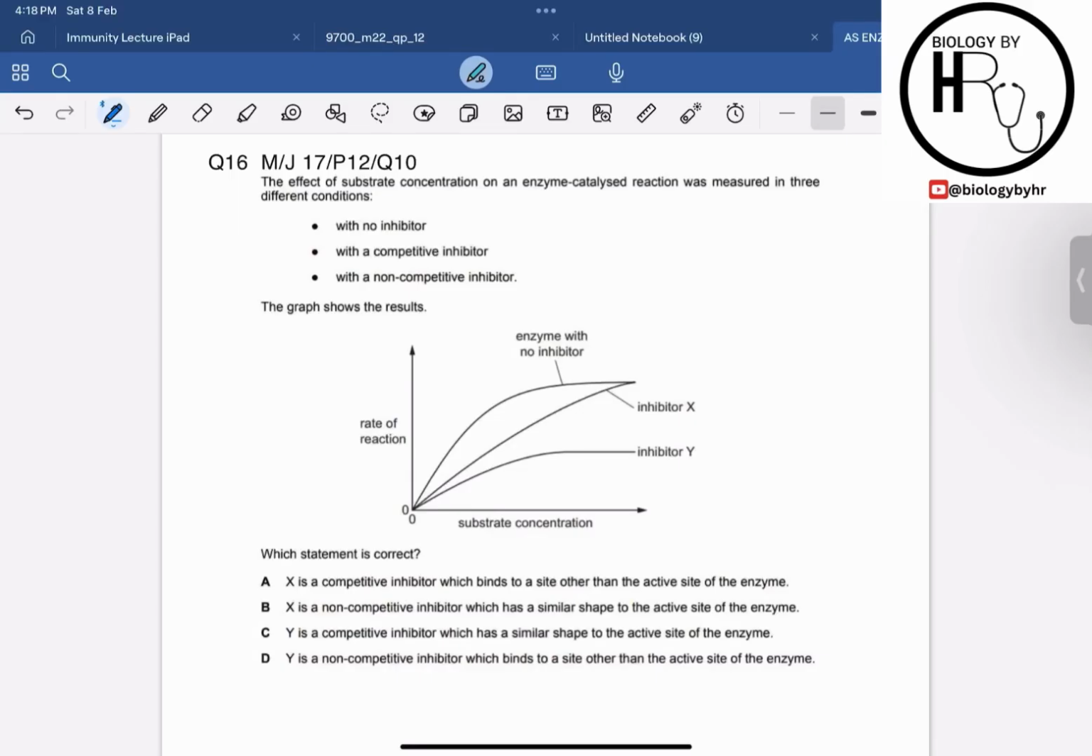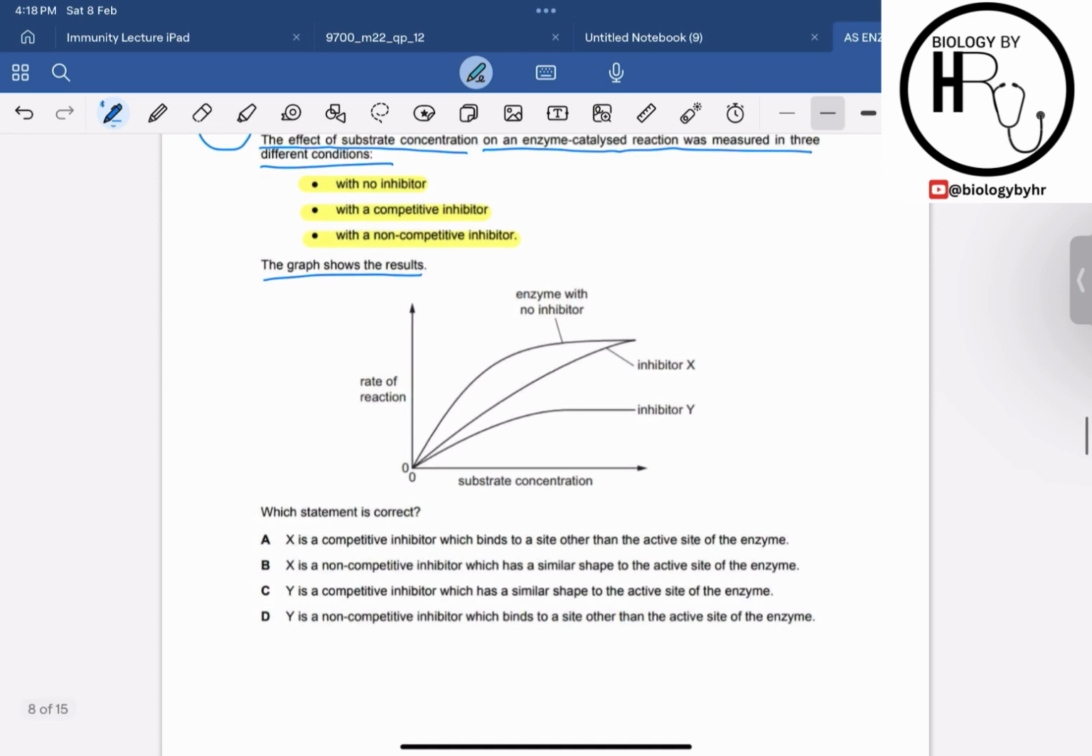Alright, so now let's move on to question number 16. It is from May-June 2017, paper 1 to, question 10. It says that the effect of the substrate concentration on an enzyme catalyzed reaction was measured in three different conditions. Number one condition over here was with no inhibitor. The second condition was with a competitive inhibitor, and with a non-competitive inhibitor. Then it says that the graph shows the result.